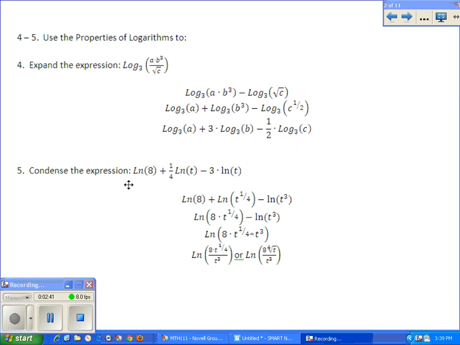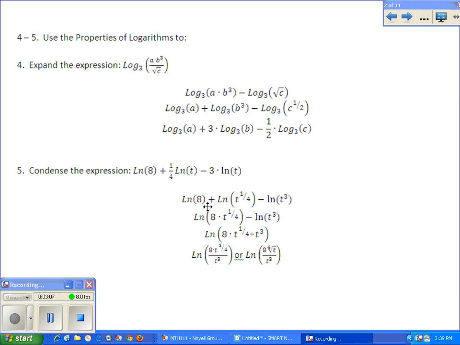Going the other direction, we've got an expanded logarithm and we want to condense it into a single logarithm. So with the addition of two logs, first let's take care of those multiplications. The multiplications will become our exponents. So we get the natural log of t to the 1/4, and the 3 here times the natural log of t can be rewritten as the natural log of t cubed.